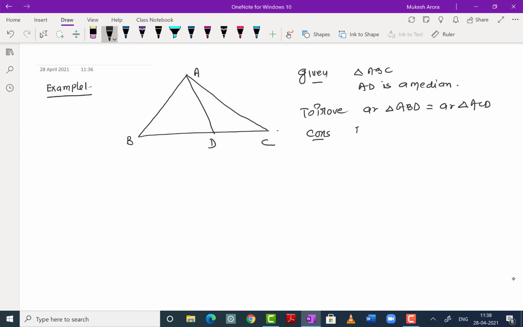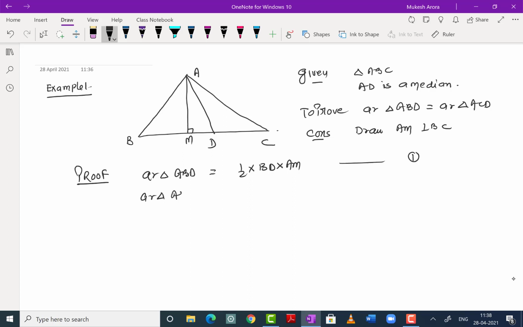Construction: draw AM perpendicular on BC. Proof: area of triangle ABD is equal to half into BD into AM. This is number one. Area of triangle ADC is half into DC into AM. As triangle ADC is an obtuse angle triangle, the perpendicular is outside the triangle.